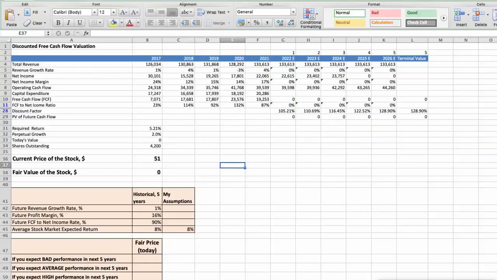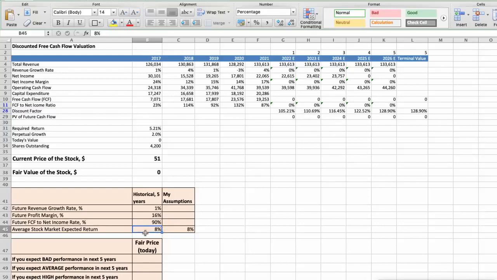First model. Discounted free cash flow valuation. This spreadsheet contains some financial data that we will use for the stock valuation. We see that the average revenue growth rate of the stock has been around 1% per year, for last 5 years. We see that the average profit margin of the stock has been around 16% per year, for last 5 years. Also we see that the average free cash flow to net income rate of the stock has been around 90% per year, for last 5 years.